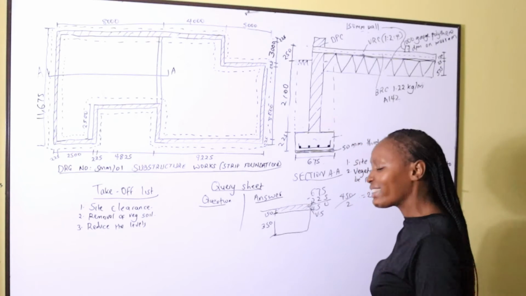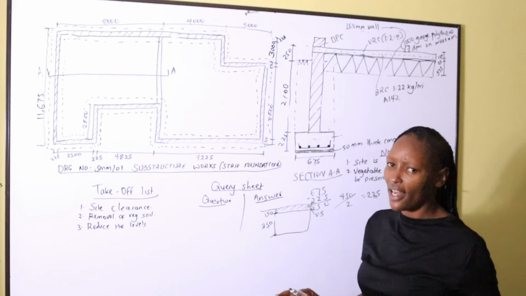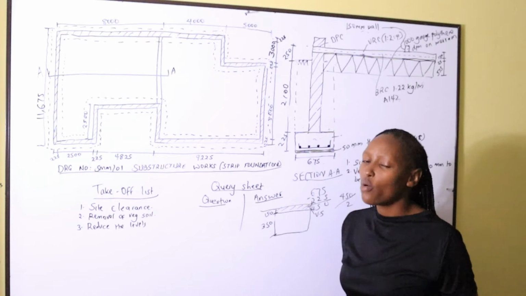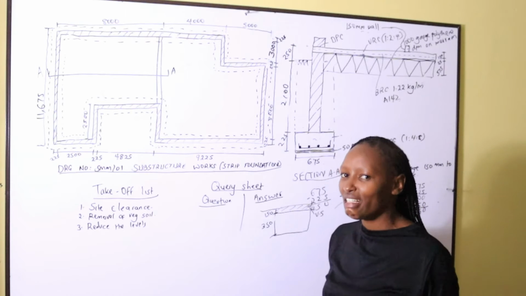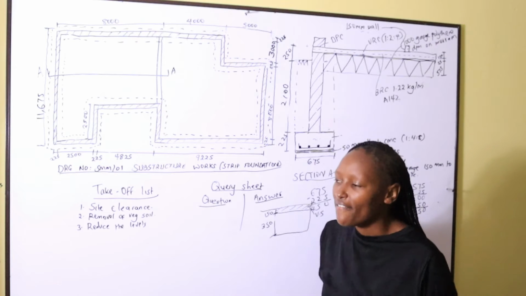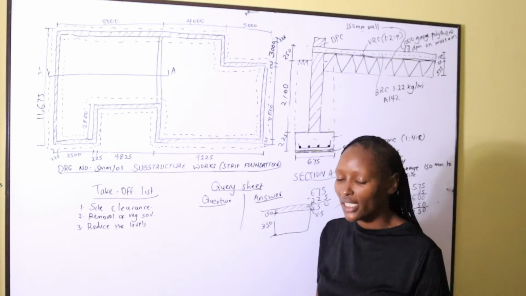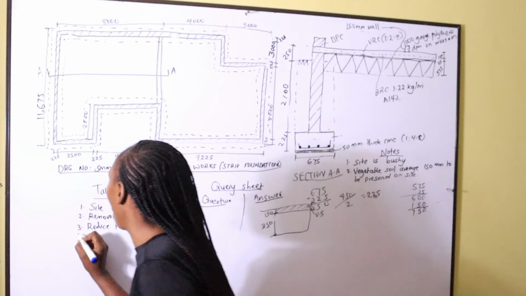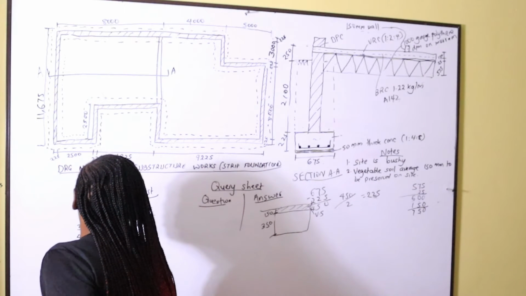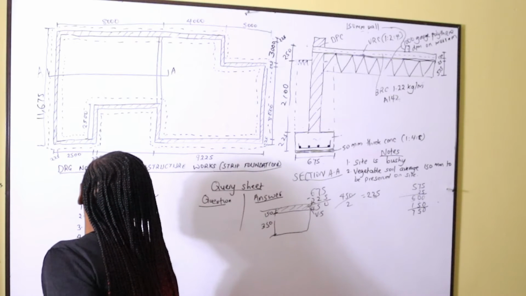So the whole site, by the time we have reduced the level, the whole site where the building will occupy together with the foundation spread is at the reduced level. From that level is where we excavate the foundation trenches. So the fourth step is excavating foundation trenches.